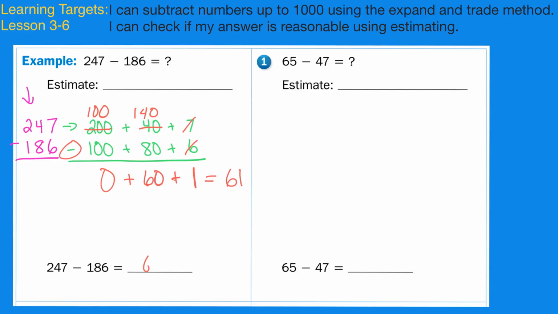So I'm going to rewrite my answer below. And one step before I go on, if you don't estimate beforehand, you do not need to panic. We forgot to estimate when we started the problem, so I'm going to take a moment to do so now to see if my answer is reasonable. 247, I'm going to round to 250. 186, I'm going to round up to 200. 250 minus 200 equals 50. 50 and 60 are close, so I know my answer could be reasonable.